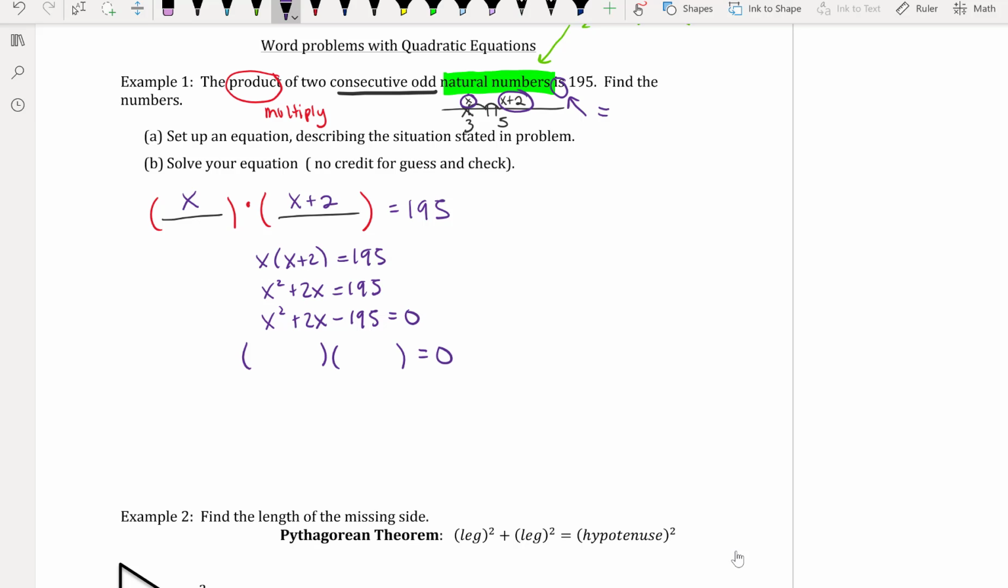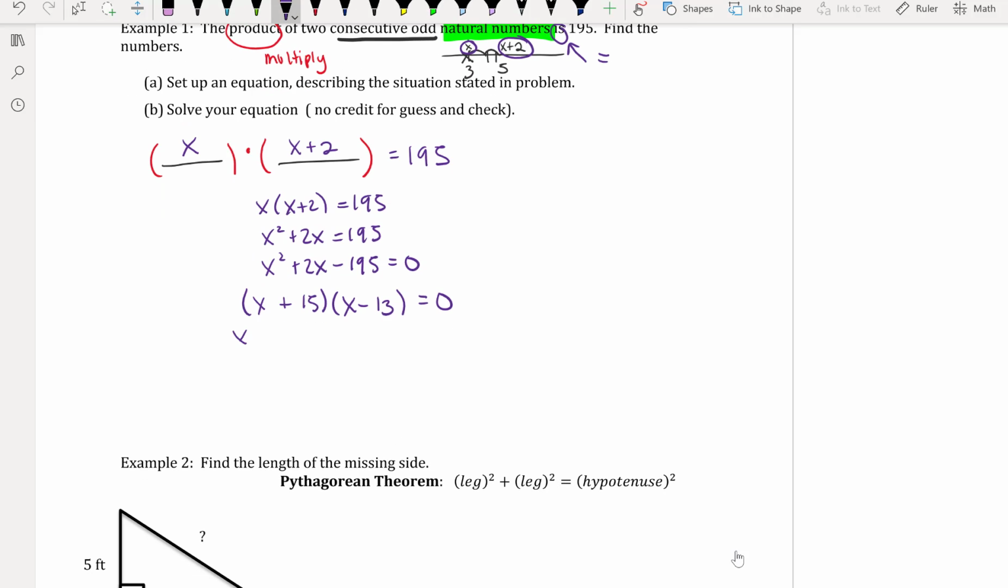Whether you do the AC method or the guess and check, hopefully you can get this. So 195, I know that's 15 times 13. And if I want a positive 2, that would be a positive 15 and a negative 13. So x plus 15 is equal to 0. So x is equal to a negative 15. x minus 13 is equal to 0. So x is equal to a positive 13.